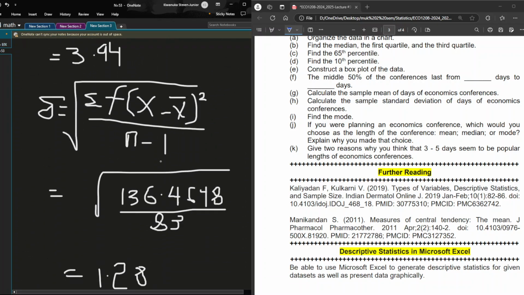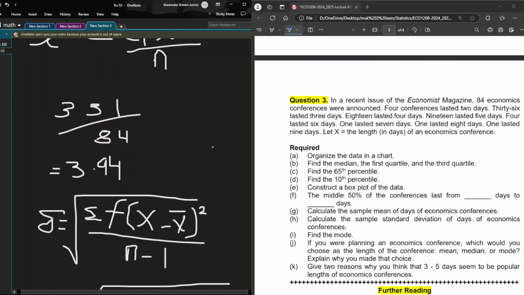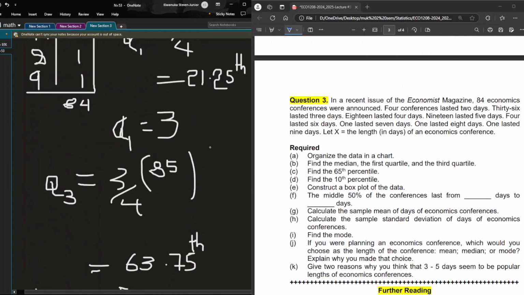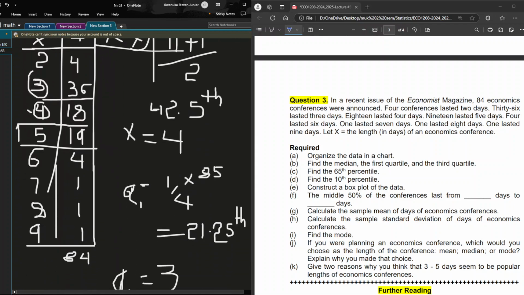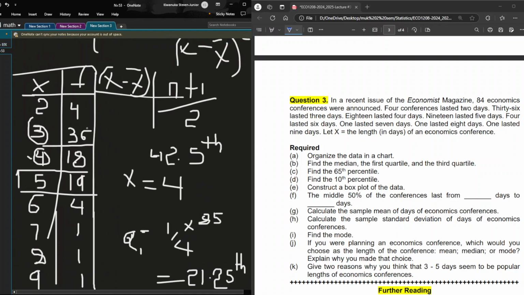Yeah, and so the next question says, if you are planning for an economic conference, which would you choose as the length of the conference: mean, median, or mode? So you are planning for an economic conference, which would you choose as the length of the conferences? The mean, median, or mode?